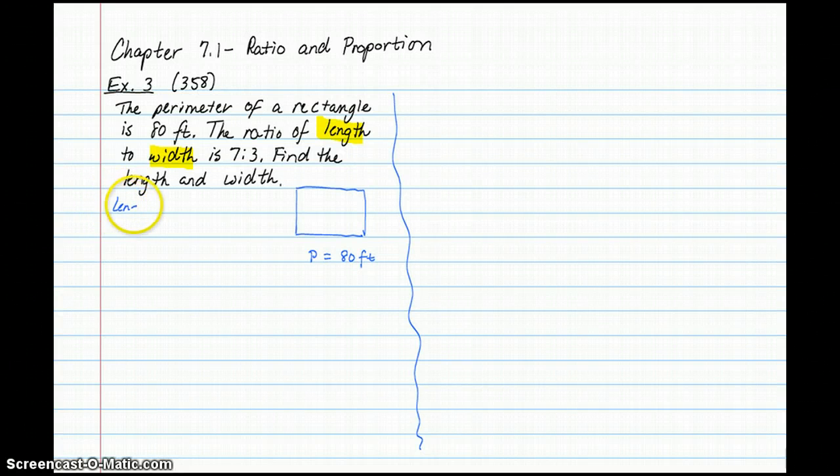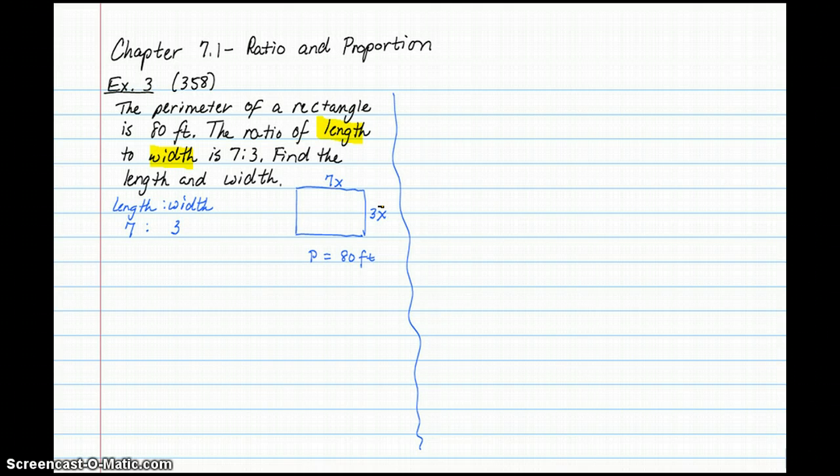So length to width is going to be 7 to 3. So your length is going to be 7x, and your width is going to be 3x.